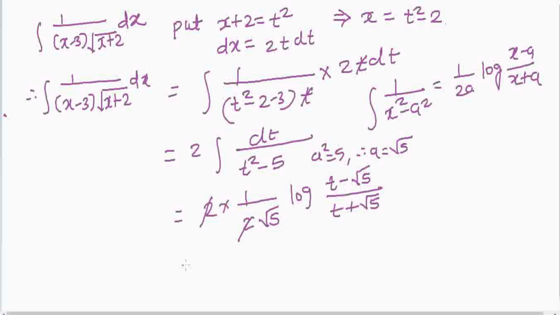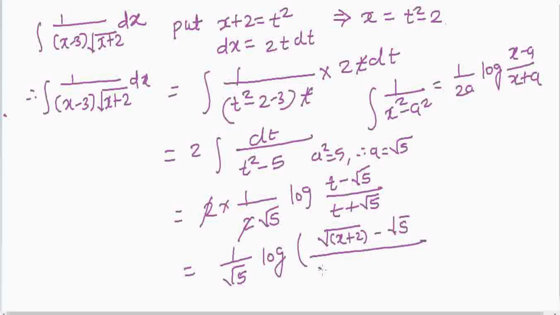2 will be cancelled, and we have 1 divided by under root of 5 into log of. Now let us put the value of t. What is the value of t? That is under root of x plus 2 minus under root of 5 divided by under root of x plus 2 plus under root of 5. So this is the solution of this problem.